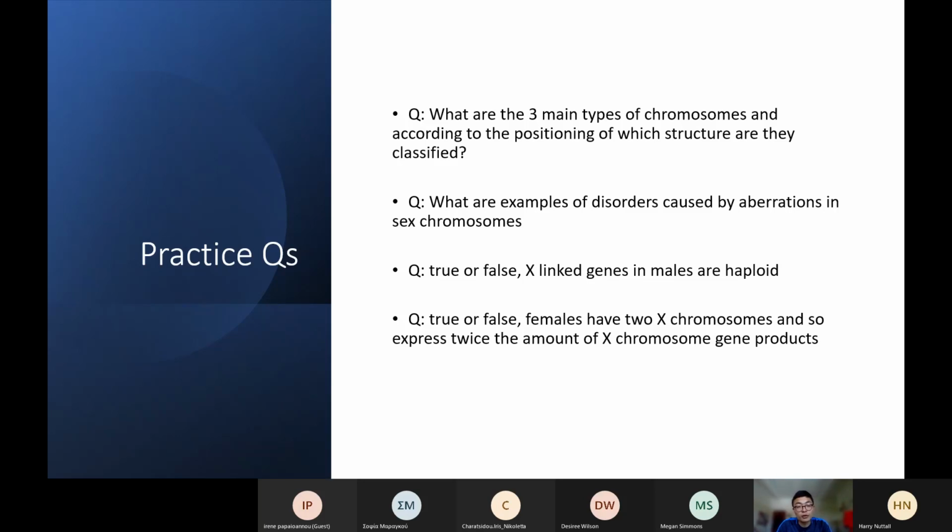And on a similar note, true or false, females have 2 X chromosomes and so express twice the amount of X chromosome gene products. So have a think about that, and then we'll go through the answer in 10-15 seconds.